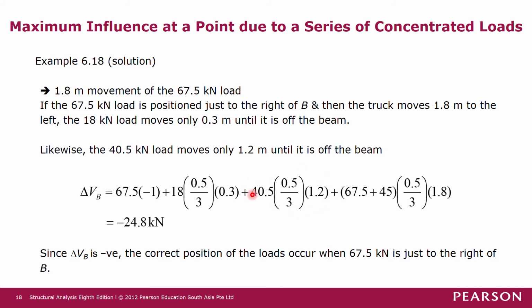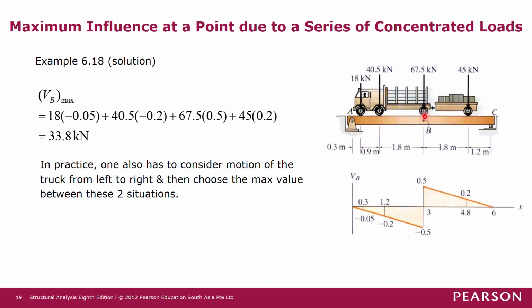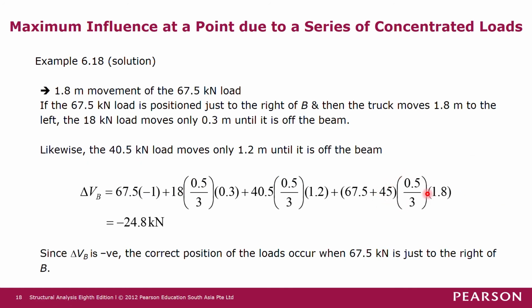And then for the 45 kilonewton force, it moves by 1.8 meters, from here to here on the positive slope. So the change in ordinate is the slope multiplied by 1.8 meter. The slope multiplied by the horizontal movement multiplied by the 45 kilonewton force will give you the change in shear force due to this 45 kilonewton force.